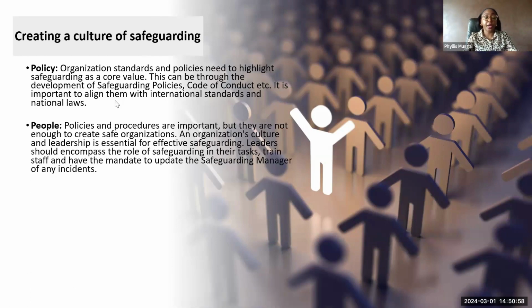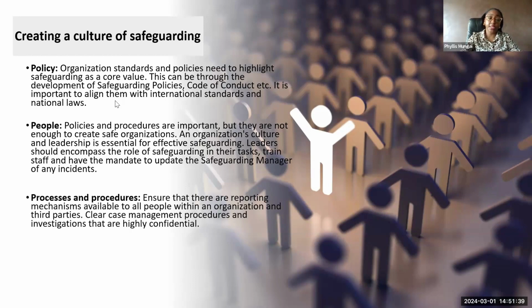Secondly, we have people. In as much as they have policies and procedures, they're not enough to ensure safeguarding is fully complied with. So, in order to create a safe organization, what else do you need to look at? Look at your organization's culture and leadership. And this is important for effective safeguarding. For one, leaders should encompass the role of safeguarding in how they do their work, and they should also train their staff members and have the mandate to update the safeguarding manager or leads on any incidents.